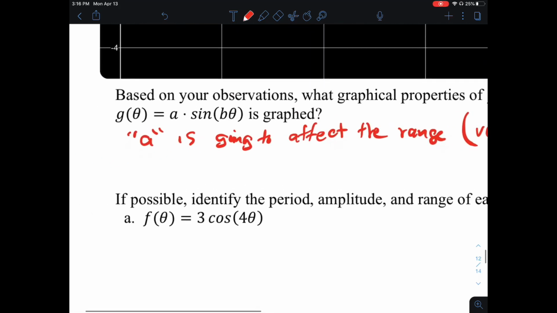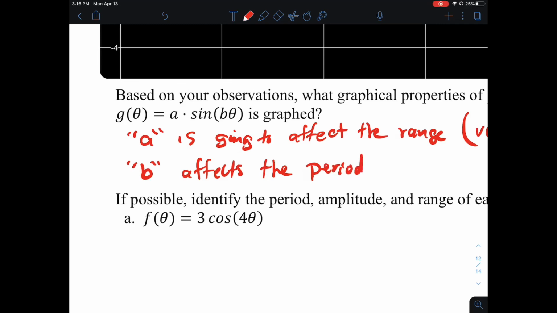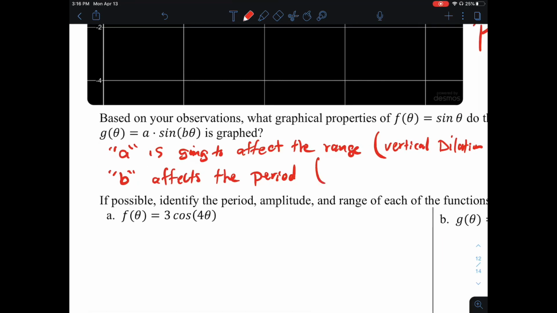How does b affect the graph? Well, b is going to affect the period. Because as we already know, b causes a horizontal dilation.